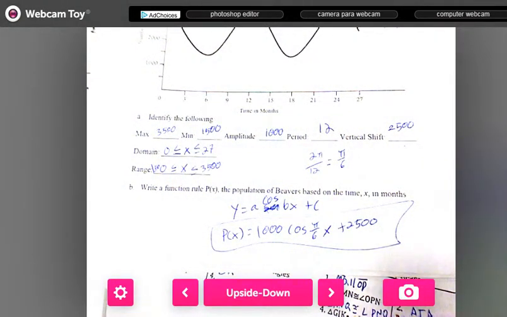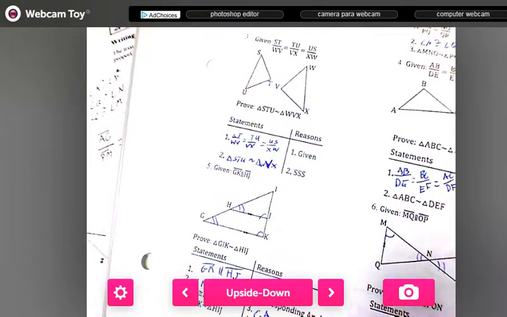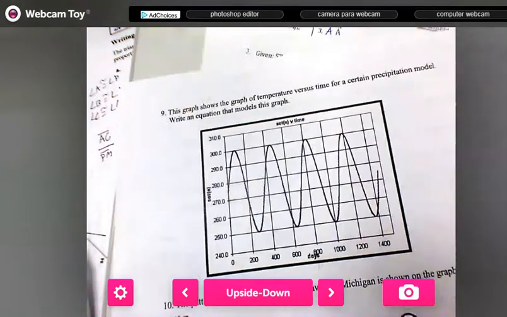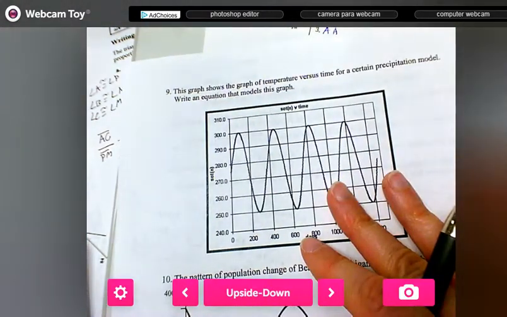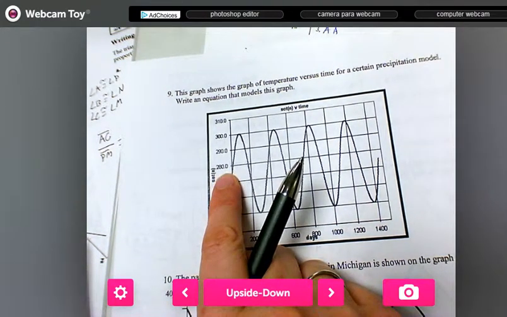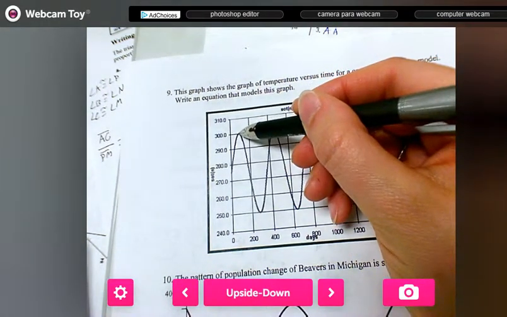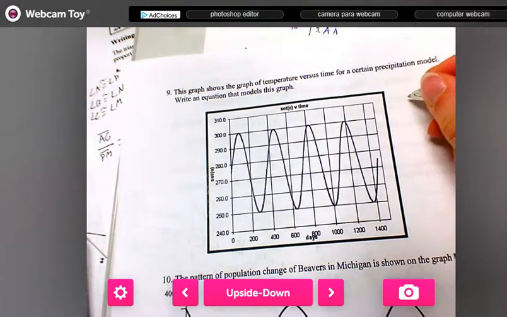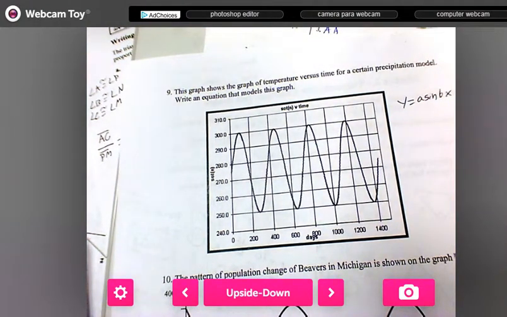Okay, any of these you want to do, 9 or 10? 9. Okay, let's look at 9. So there's a bunch of parts I figured out for 9. Okay, so remember, when we're looking at this, what does this look like? Does this look like sine or cosine? Look at where it starts. Oh, it's starting at 0. Remember, cosine will start at the highest point. So we're going to use y equals a sine bx plus c.